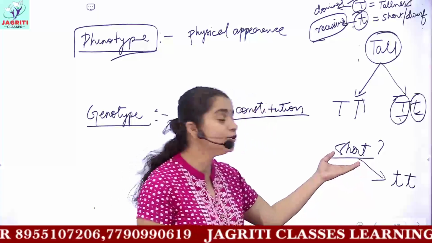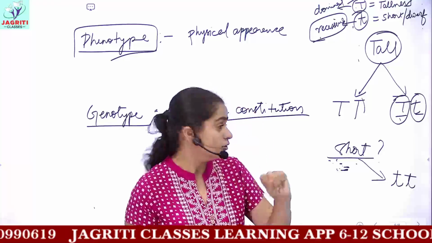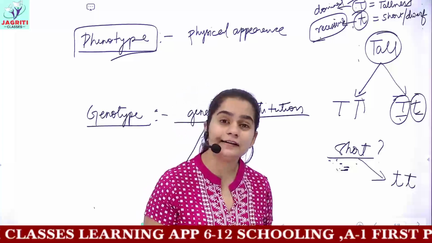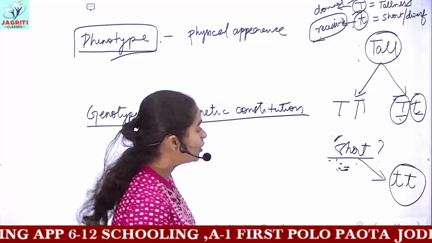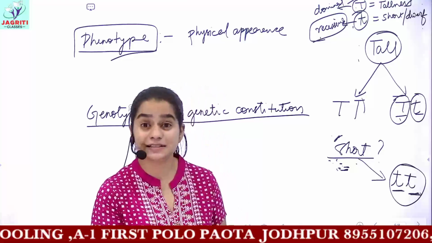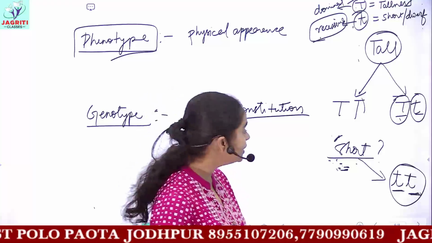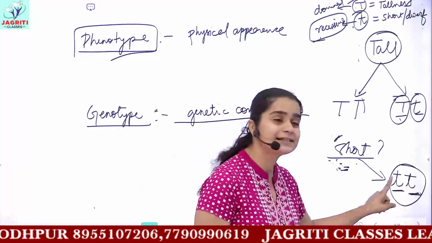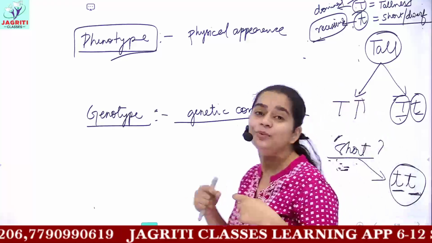So I asked you how you will get the short plant. Short is a recessive character, a recessive trait. So for getting a recessive trait, you should have no dominant allele. The genotype for short would be small t and small t, because both small t alleles represent the recessive trait, and here we do not have any kind of dominant trait. So when only recessive alleles are present, the recessive character, which is shortness or dwarfness, will get expressed.